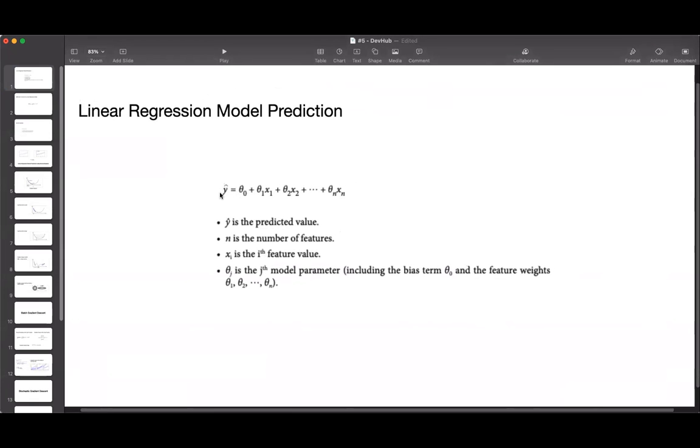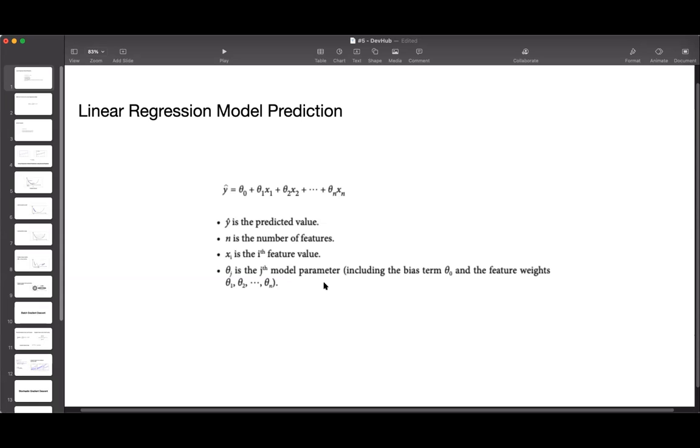Okay, and these things, theta naught, theta 1, theta 2 continued to theta n, are the weights which the model learns. And n is the total number of features that the model needs to learn. Here x1, x2, x3 continued to xn are all the feature values.